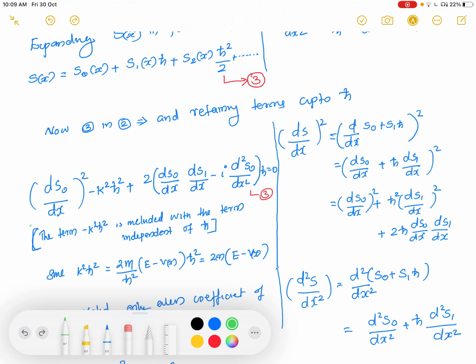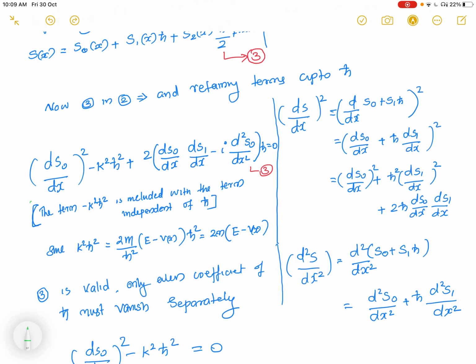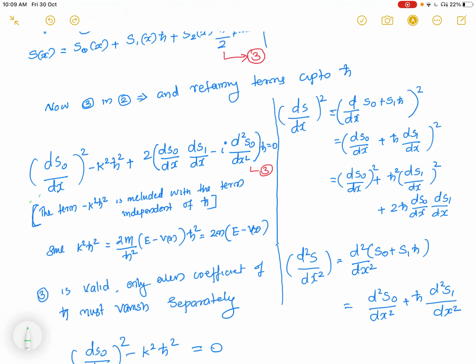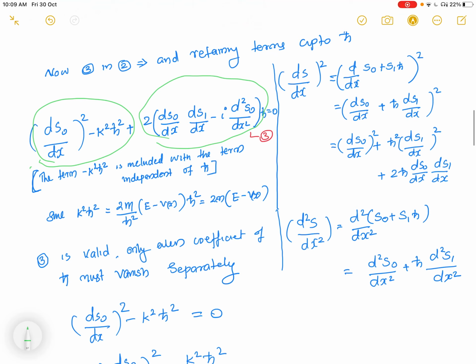One here if you want. K square h cut square, you can write as 2m by h cut square into e minus v, by h cut square. H cut square will cancel. So this 2m by e minus v actually does not depend on h cut. So this much is the term with h cut to the power 0, with a, and this is the term with h cut as the first coefficient, in order of 1.